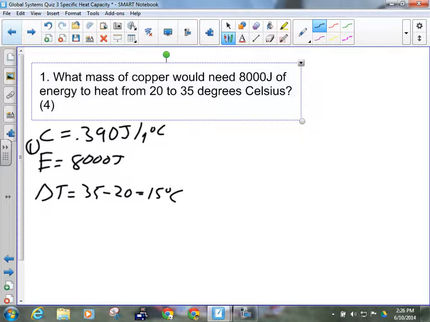All right, obviously it's an E equals MC delta T question. Because you knew this was a specific heat capacity quiz, you are not getting a mark for that formula. On an exam, you would get a mark for that formula for recognizing the type of question.